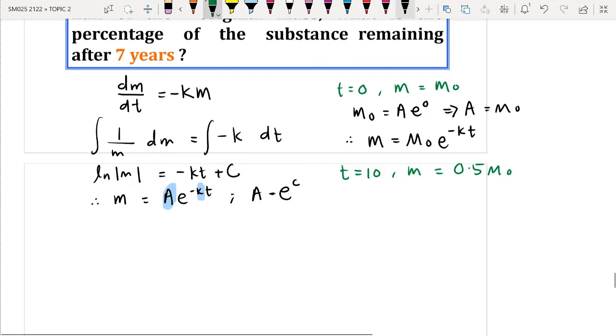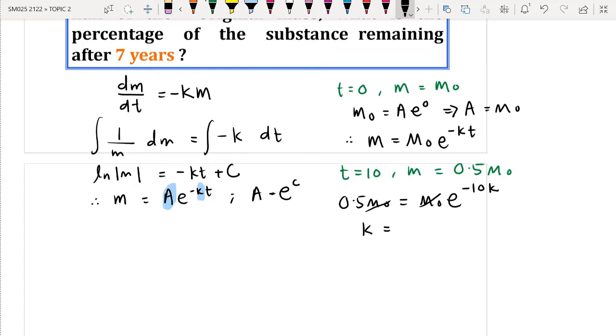Now substitute this info. Now we would have 0.5 M0 is basically M0 e to the power of negative 10k. And now we have to simplify this to find k. So M0 can be cancelled out, no problem with that. And then we can take ln on both sides in order to find k. So finally, k here in this case would be negative 1 over 10 ln of 0.5.